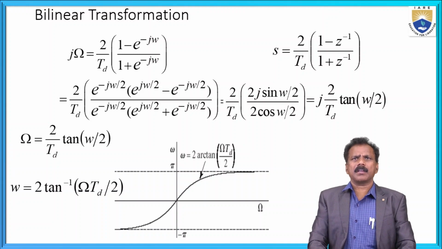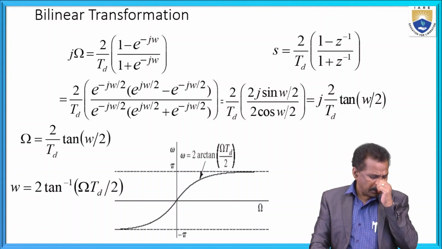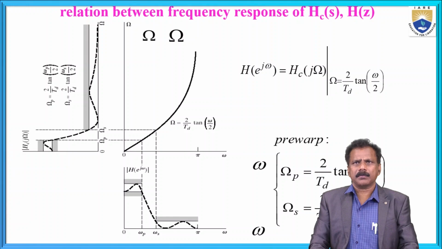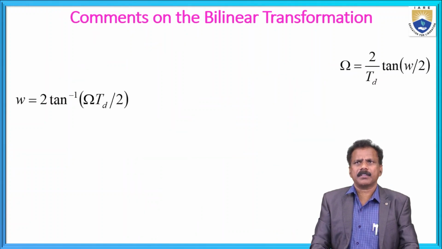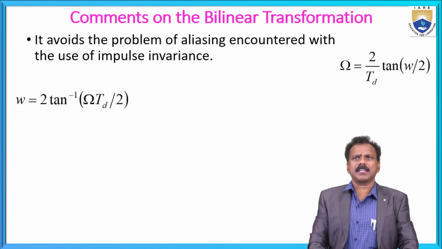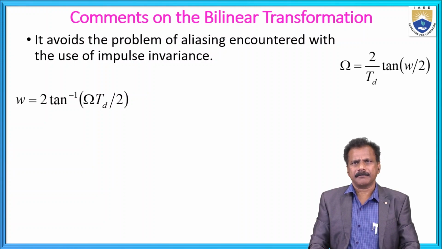Using all this, we are trying to design a digital filter, an IIR digital filter, using this particular method, to compare these two methodologies, impulse invariance and bilinear transformation method. So there is a relationship between the frequency response of Hc of s and H of z. Like this, try to verify, and comments on the bilinear transformation: it avoids the problem of aliasing encountered with the use of impulse invariance.